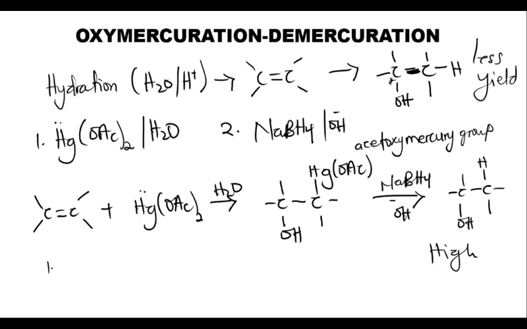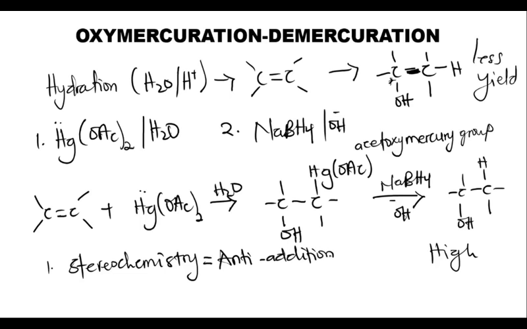So in terms of stereochemistry, the Oxymercuration Demercuration reaction is an anti-addition. That is, we add the OH group and the hydrogen to opposite sides of the alkene.